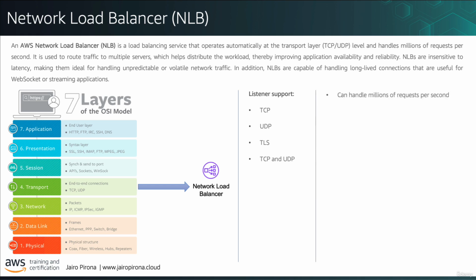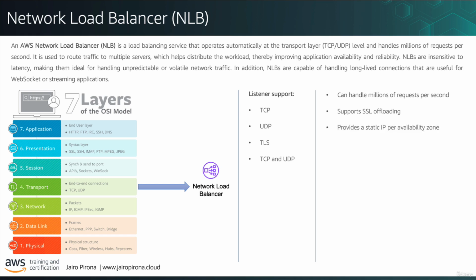A network load balancer can handle millions of requests per second and has low latency. It also supports SSL offloading. Thus, this CPU-intensive task of decrypting HTTPS and SSL connections can be handled by the network load balancer.